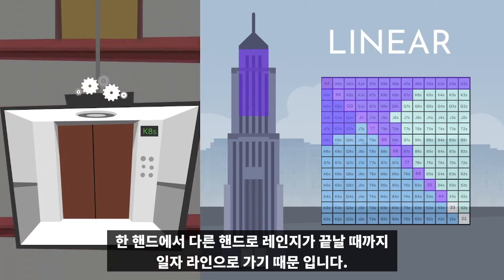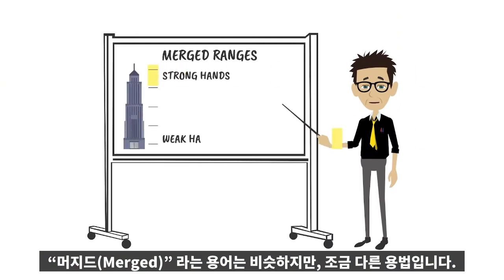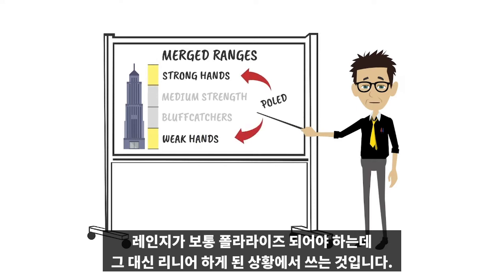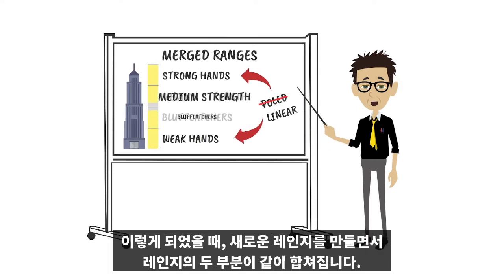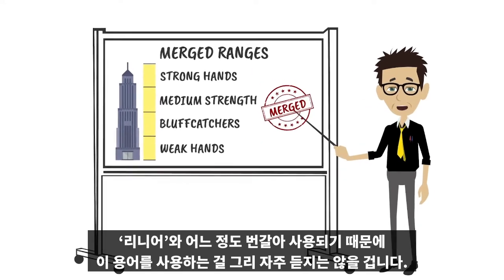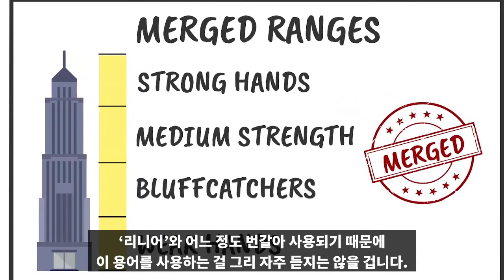range is complete. The term merged has a similar but slightly different application. The best way to use this term is in a context where a range should usually be polarized, but instead becomes linear. If this happens, the two portions of the range have merged together, creating a new range. Because the term is used somewhat interchangeably with linear, you won't hear us using it very often.